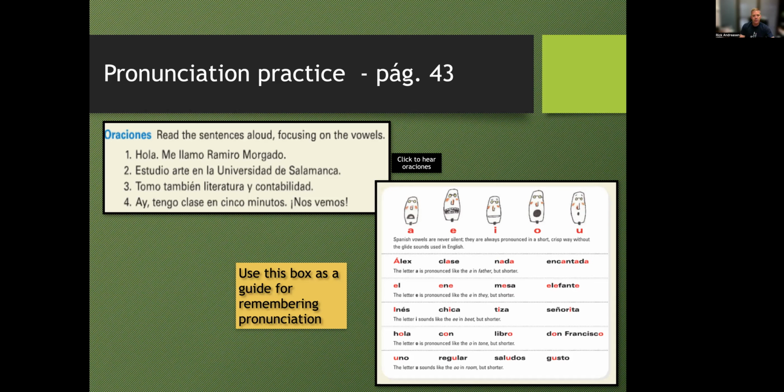1. Hola, me llamo Ramiro Morgado. 2. Estudio arte en la Universidad de Salamanca. 3. Tomo también literatura y contabilidad.